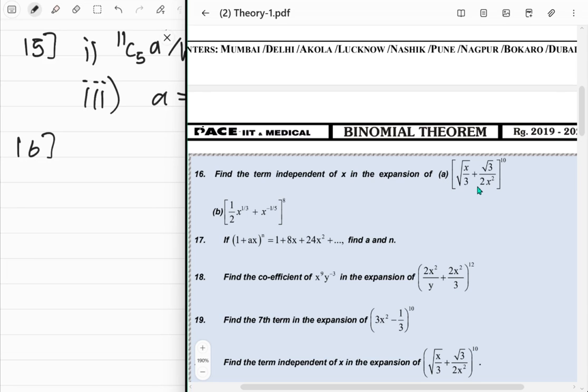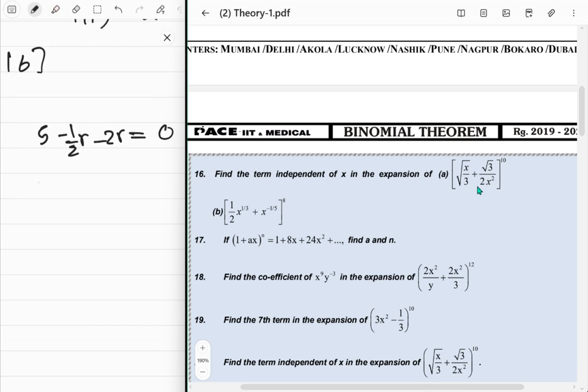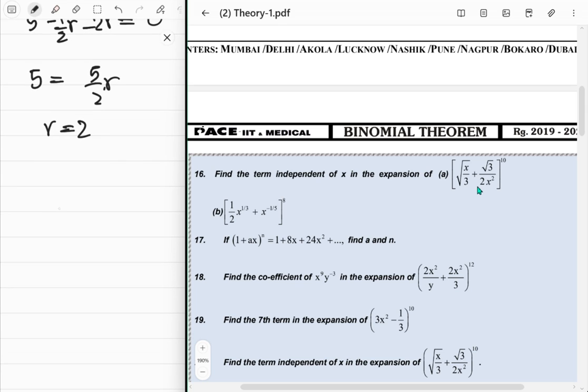So we got 1 upon 2, 5 minus 1 upon 2r minus 2r is equal to, so independent of x, it just means x power 0. And that just means 5 is equal to, so 2 plus 1 upon 2 is just 5 upon 2, I guess. So yeah, 1 to r, so r is just 2. Putting that there, just get 10c2, and then you got, well, so 10 minus 2 is just 8, so x upon 3 power 4. So it's going to be 1 upon 3 power 4 right there.